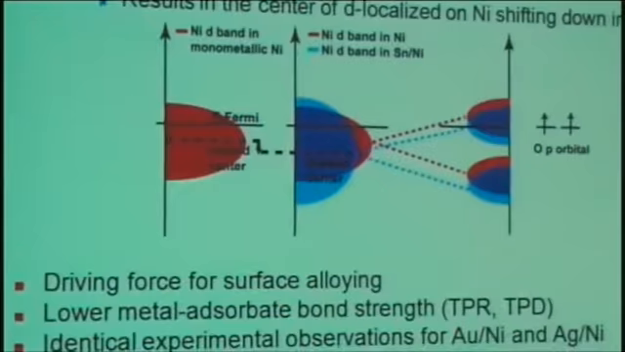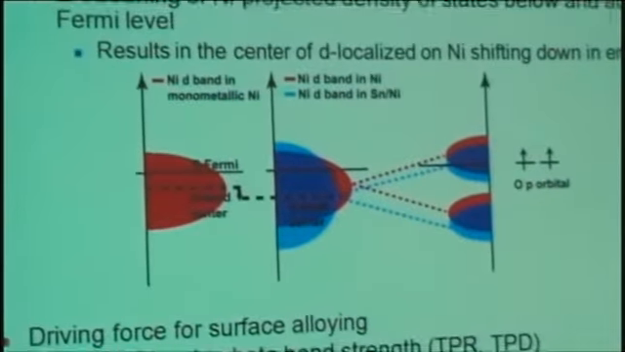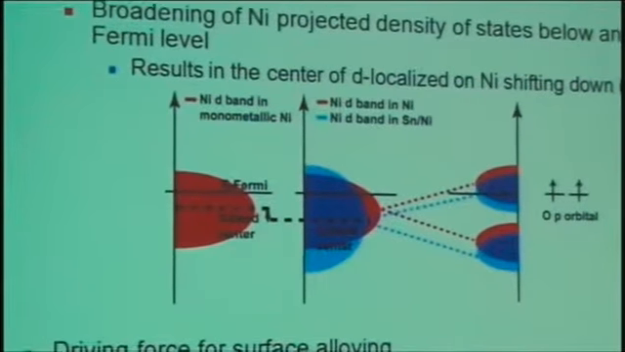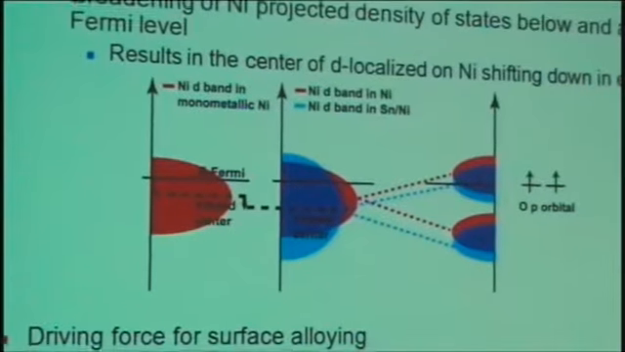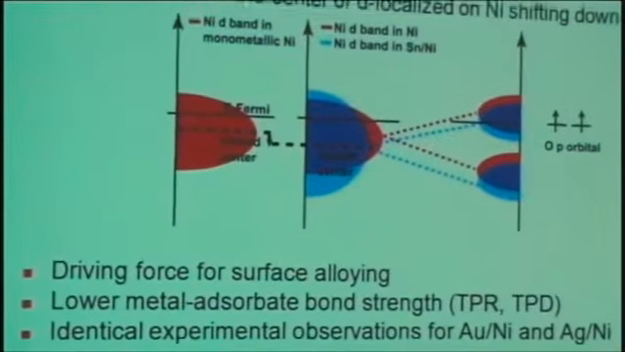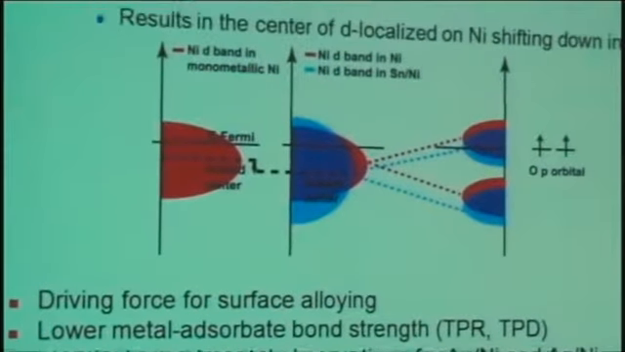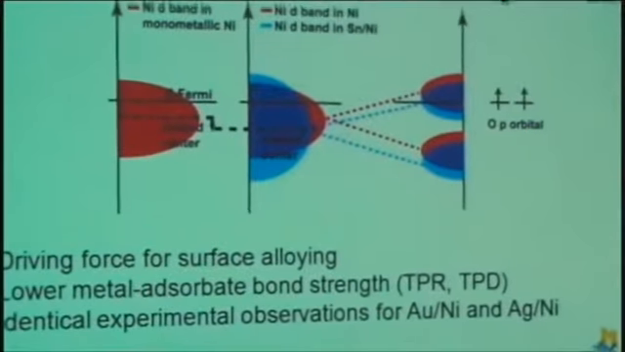So basically, if I have a d band of nickel that looks like this red color here, if I form Sn nickel alloy, the d band of nickel changes so that there are more states appearing above the Fermi level, more states appearing below the Fermi level. However, the integral under the curve above and below the Fermi level stays the same because the charge is basically preserved. So effectively, the center of the d band shifts down in energy.